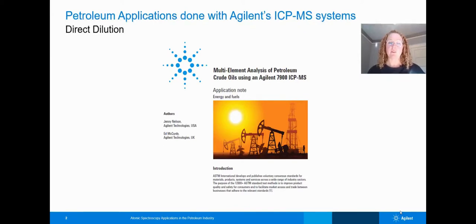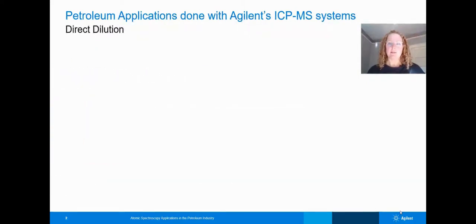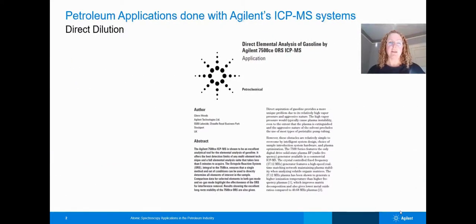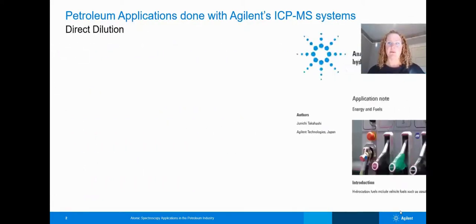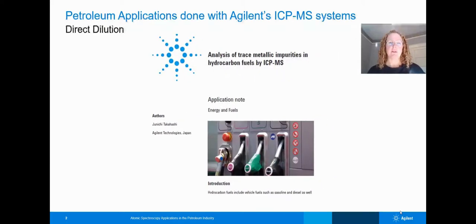This first one, we looked at multi-element analysis of crude oils using ICP-MS. The next one that I'm going to show you, we looked at gasolines, again, by direct elemental analysis using ICP-MS. And then the third one I'm going to share with you is one that we looked at metallic impurities in hydrocarbon fuels. So this is where they looked at things such as gasoline and diesel. So there's three examples where we'd use direct dilution straight into the ICP-MS, so running it in organic mode. So now Jan's going to take you into her lab and show you the ICP single quad instrument.